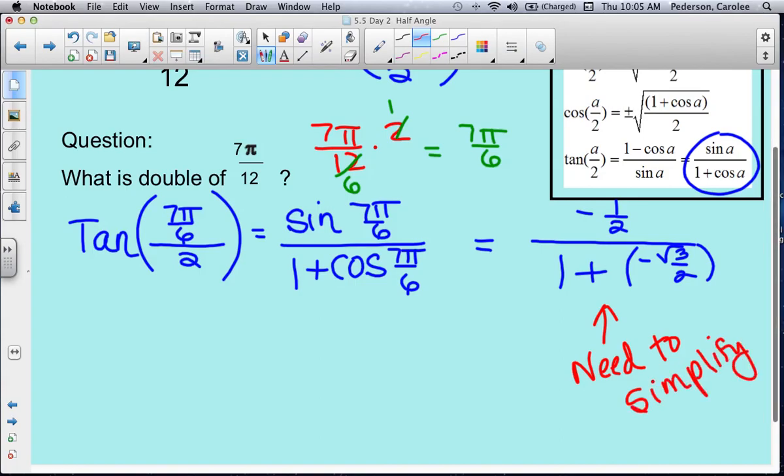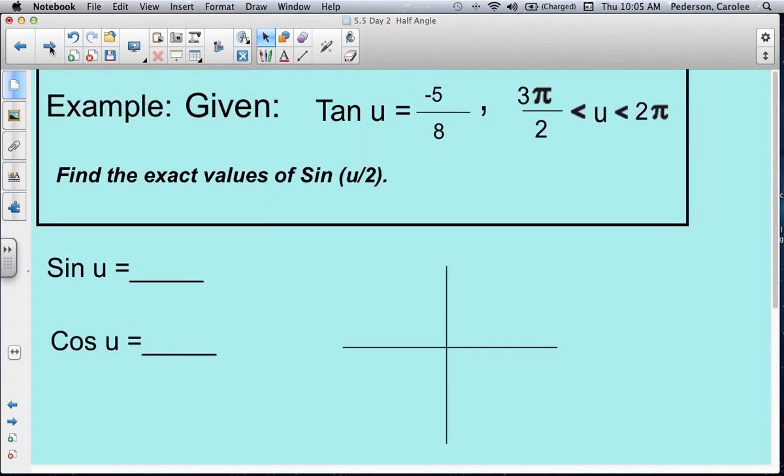Okay, last example. Circular trig. Here's what we give you. The tangent of this unknown angle u is negative 5/8. And the angle falls between 3 pi over 2 and 2 pi, so in that fourth quadrant. And we want you to find the exact value of the sine of u over 2. So when I say, draw the picture out on your 4 quadrants, create that right triangle, and then go from there.